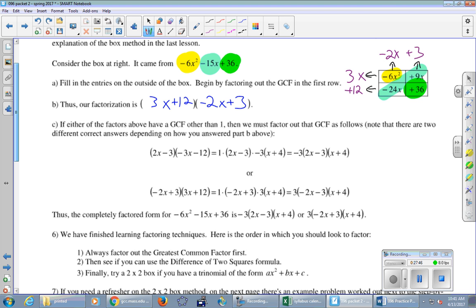What number can you pull out of 3x plus 12? It's 3. What's left from that 3x plus 12? x plus 4 is good. Can you pull anything out of the negative 2x plus 3? No, so we just copy that. But we do take a moment to look and see if we can pull anything out. So that's it.